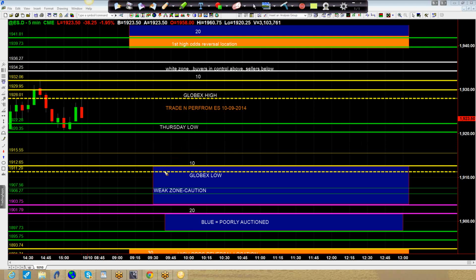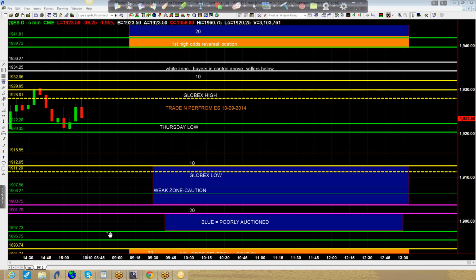Okay, so the first place I'm absolutely looking to take a long is right here at 1912.75 to 1911.25. I will not be taking a trade here unless I get 1 minute tick divergence. I will take a trade first time into 1903.75 to 1901.75. And then again at 1897.75 to 1895.75, I'm looking to take a trade.